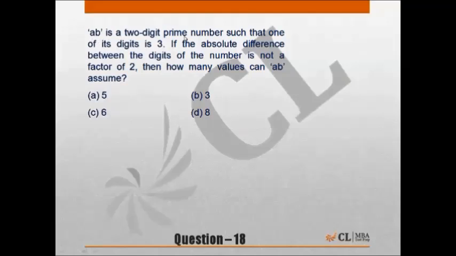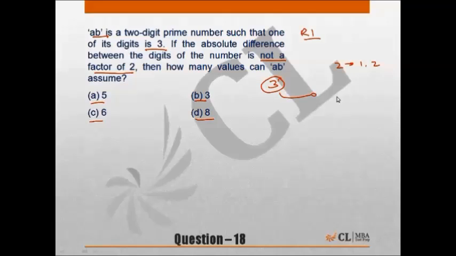Question 18. AB is a two-digit prime number such that one of the digits is 3. If the absolute difference between the digits of the number is not a factor of 2, then how many different values can AB assume? Round 1 question, because the cases have to be made simple and the cases cannot be very high since the choices are small. Okay. It says one of the digits is 3. If one of the digits is 3 and the difference between the digits is not a factor of 2, the factors of 2 will be 1 and 2.